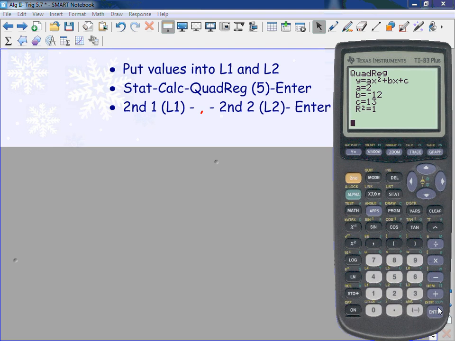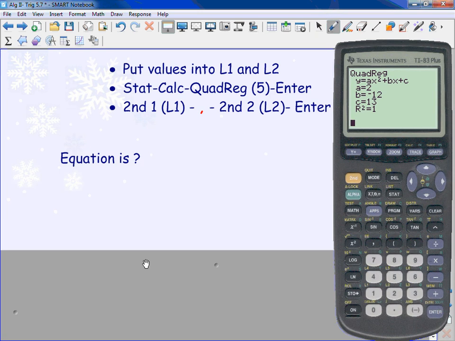It says y equals ax squared plus bx plus c. That is the basic quadratic formula. You didn't get the r, that's fine. I'll go over that in a minute. I have y equals, what's my equation? 2x squared minus 12x plus 13. Y equals 2x squared minus 12x plus 13. There's your equation.